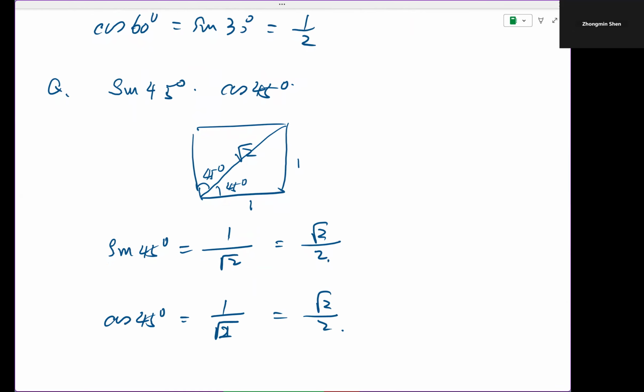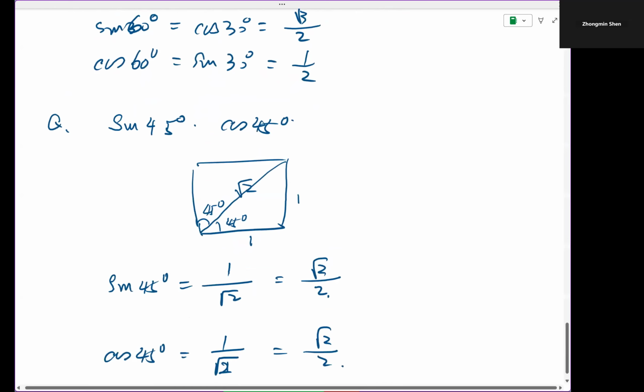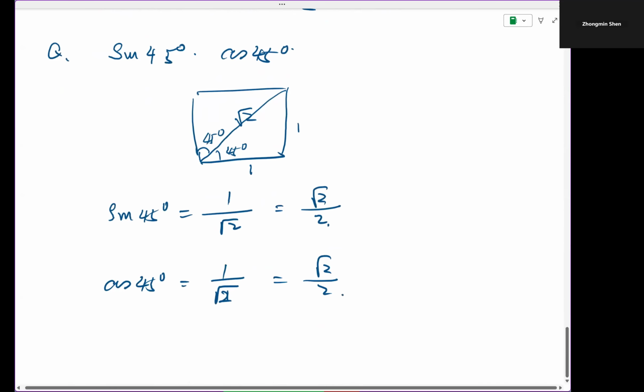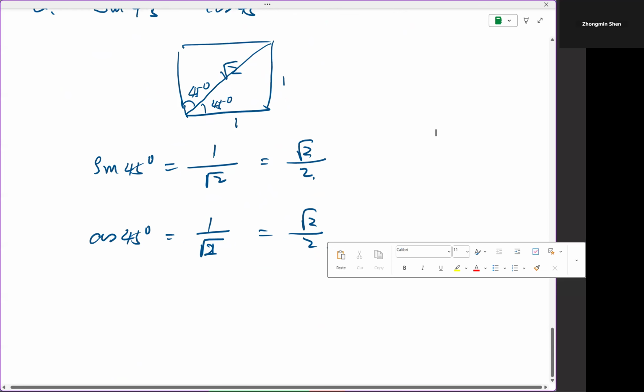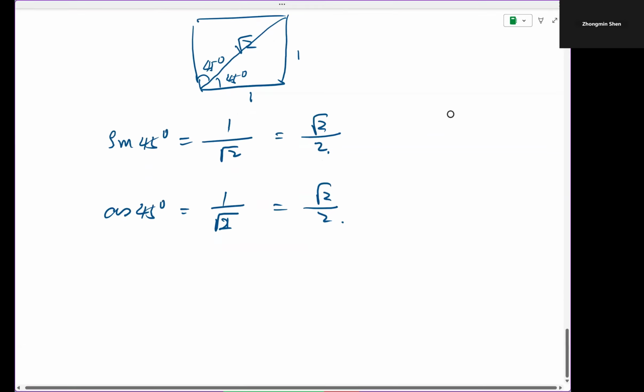So we find out all the special angle, the sine value, cosine value, right? So this is about what else we should be able to find out. That's all about the triangles.